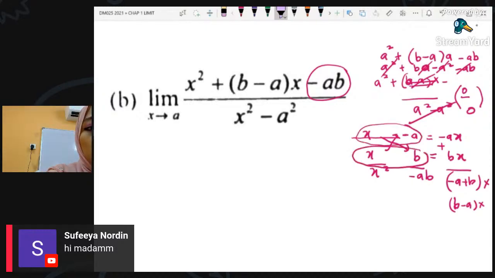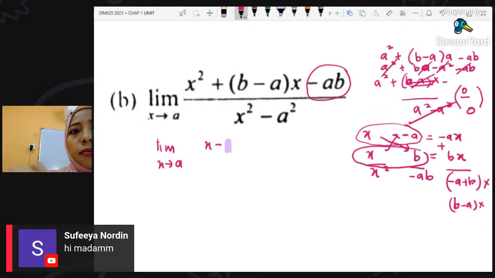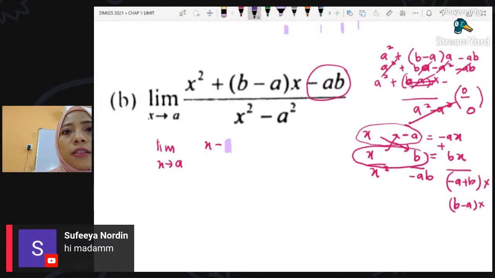So I will write down here x a. Okay, x minus a. Allahu Akbar. Dia baru appear. So x minus a. Tengok. I want the pen here, please. Dia tak nak keluar pen ni. Maybe it takes some time.